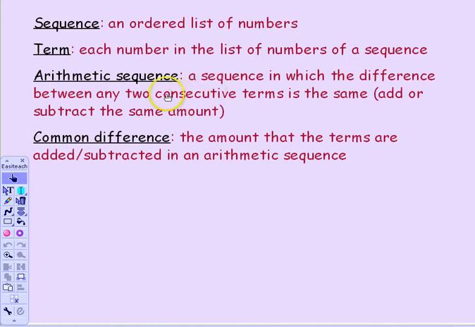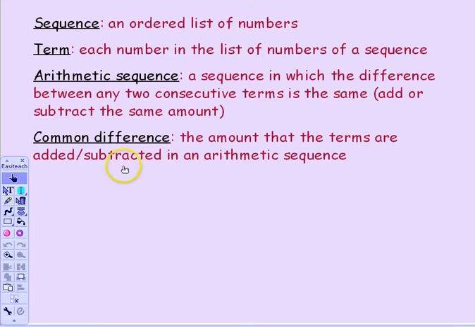In the definition here, it talks about two consecutive terms. Consecutive means in a row or in order. So if you subtract any two numbers in that sequence that are in a row or next to each other, they'll always have the same difference. That difference, that amount, is called the common difference. We're going to show that with the letter D when we write some equations. It's the amount that's being added in an arithmetic sequence.